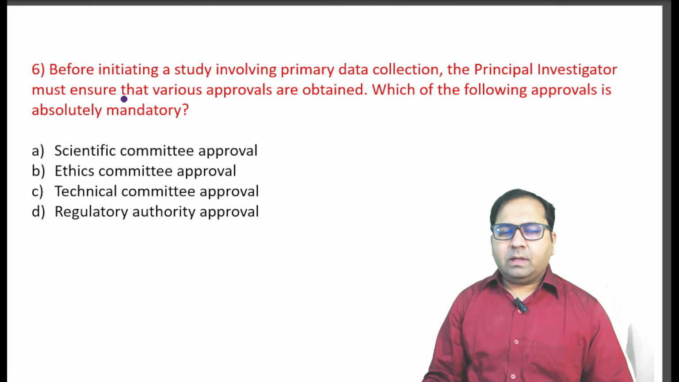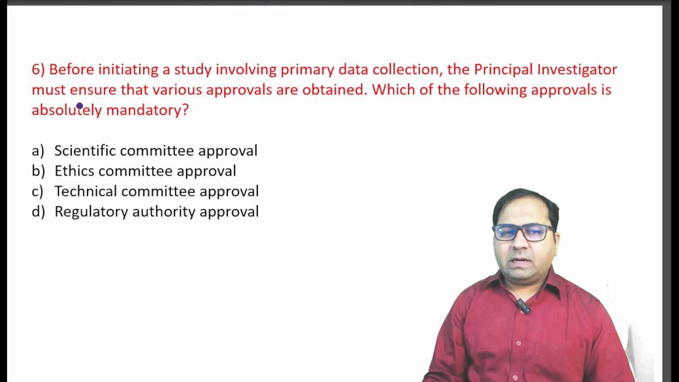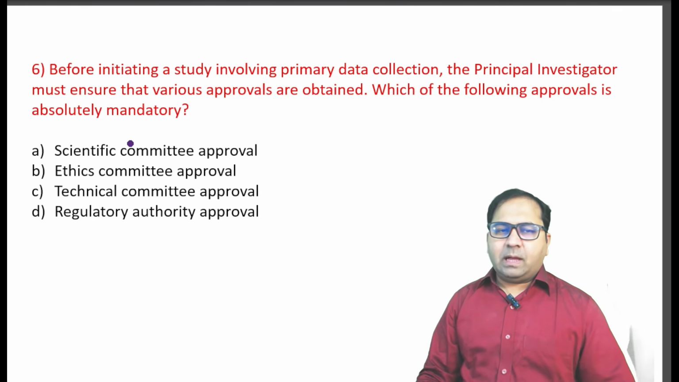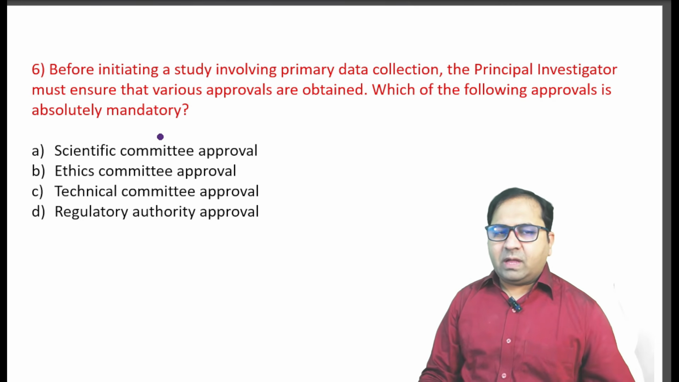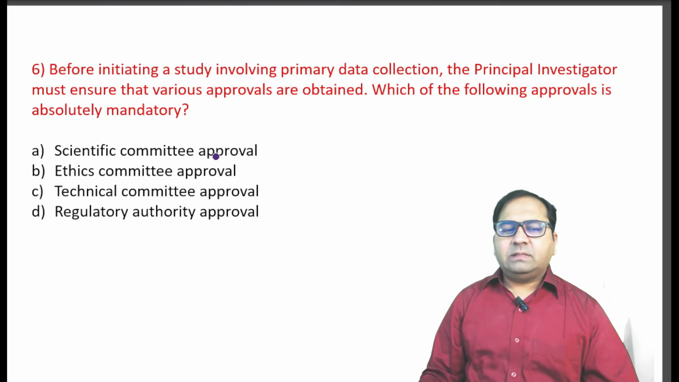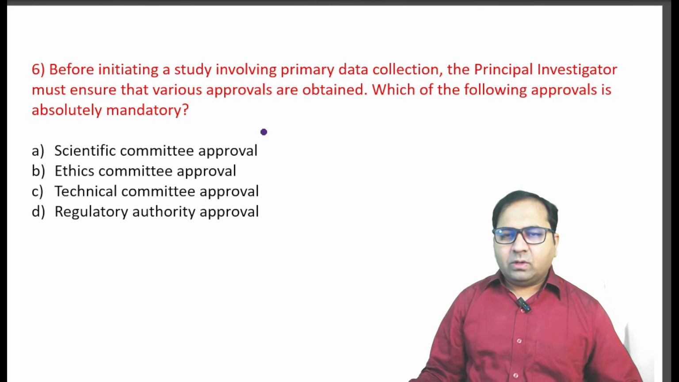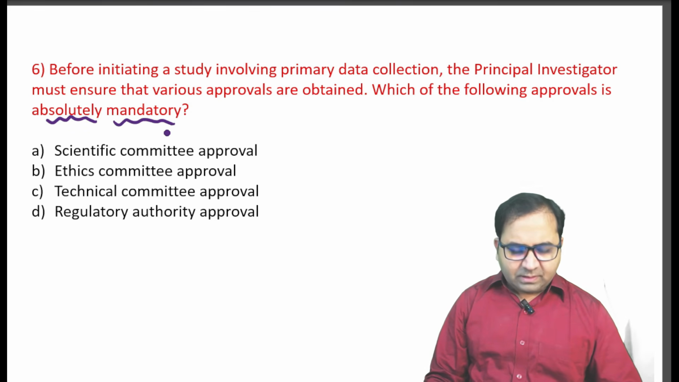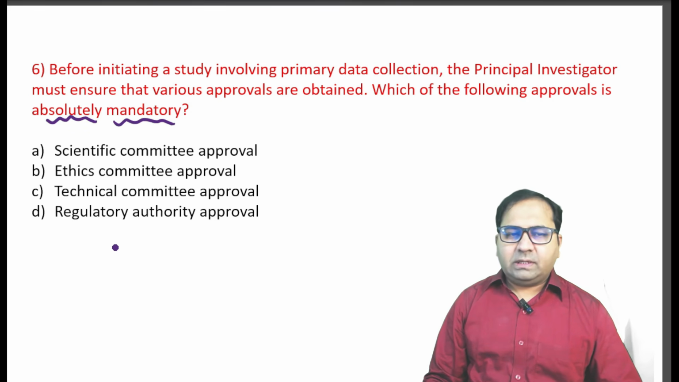Let us see the next question. Before initiating a study involving the primary data collection, the principal investigator must ensure that various approvals are obtained. So which of the following approvals is absolutely mandatory? The options they gave are A. Scientific committee approval, B. Ethical committee approval, C. Technical committee approval, or D. The regulatory authority approval. So the answer for this question is B. Ethical committee approval is absolutely mandatory.